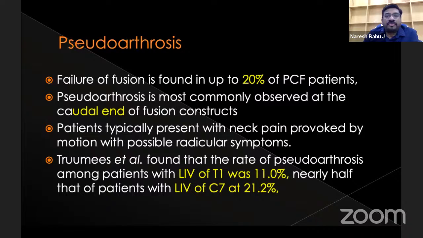So failure of fusion is found in 20% of posterior cervical fusion patients. It's quite common in the caudal end of the fusion constructs. The patients typically present with neck pain and progressive pain on movement. The incidence of pseudarthrosis is quite less when the fusion is extended to T1 in long fusions compared to those extended to C7.